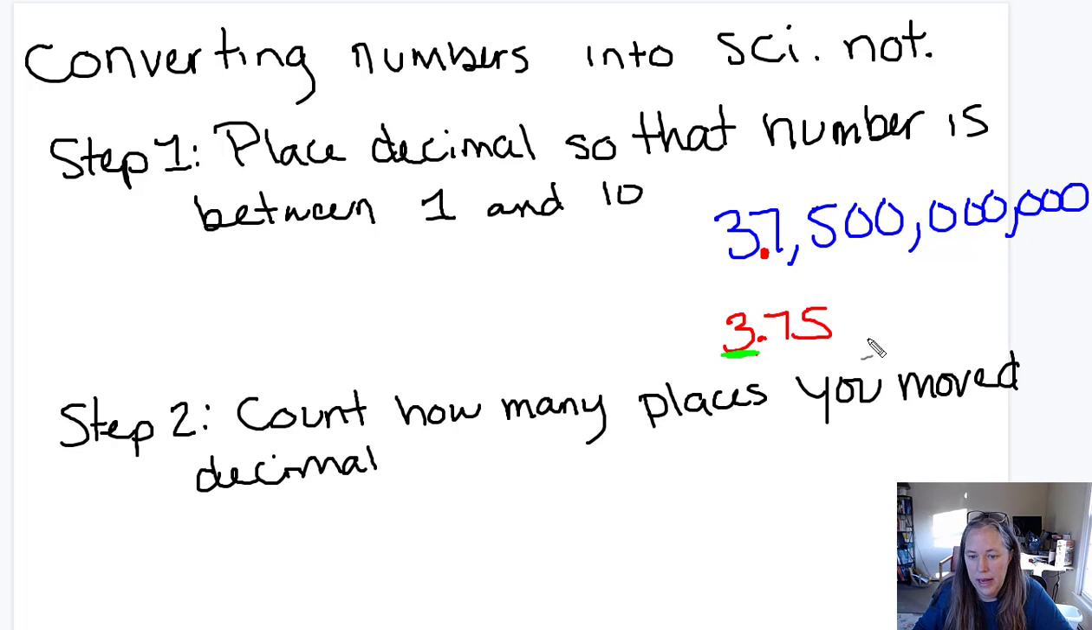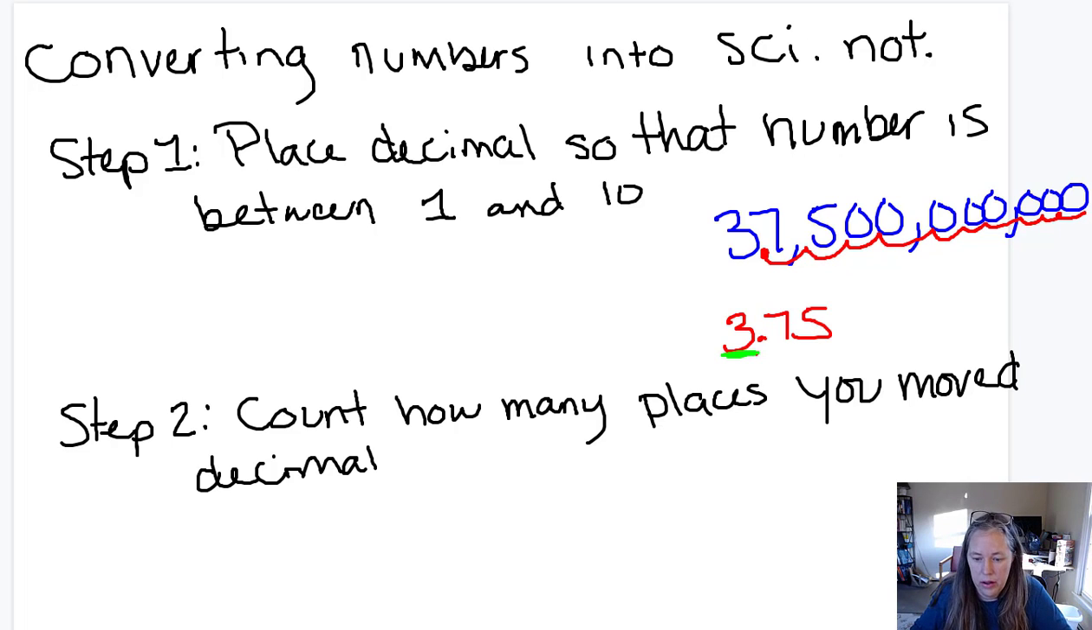Okay, now that we have digits other than 0 in here, it's not how many zeros there are, it's how many places you moved the decimal. Okay, so in this case we moved the decimal 1, 2, 3, 4, 5, 6, 7, 8, 9, 10.